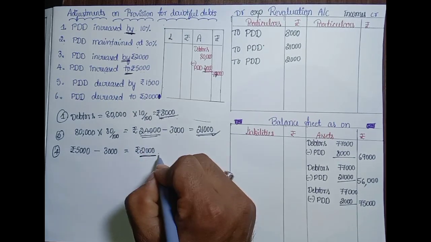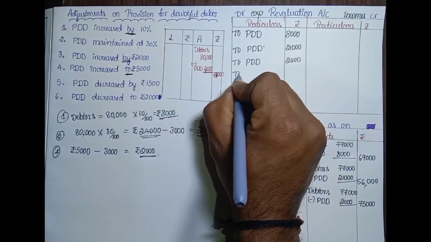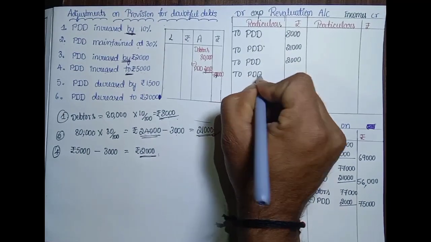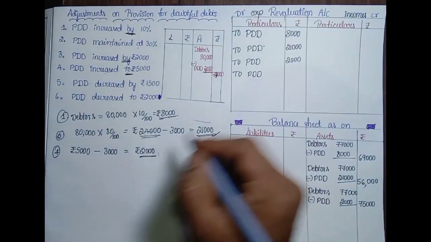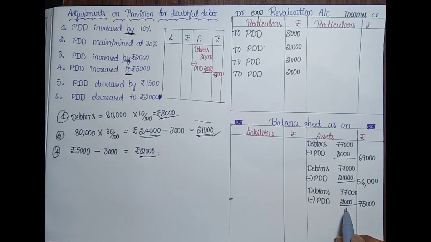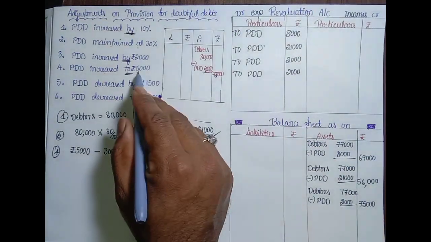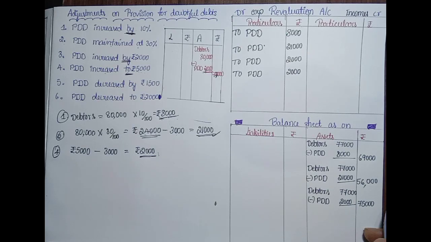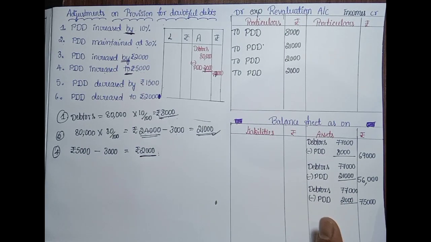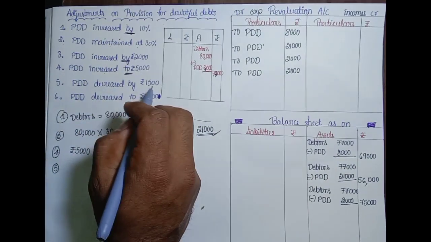So this amount we need to take, not 5,000 here, because already we are having. So provision for doubtful debts, that is 2,000 here. And here same, 77,000 minus 2,000 we will get 75,000, or else 80,000 minus 5,000 we will get 75,000. So we can do it in both manners. Then the fifth one, that is provision for doubtful debts decreased by 1,500.